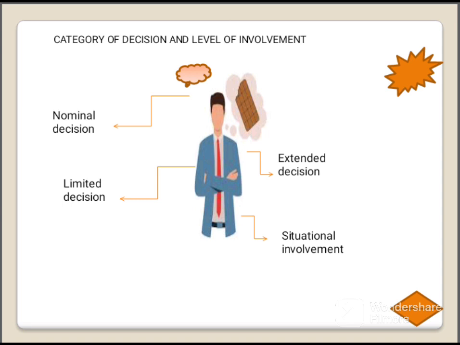Under category of decision and level of involvement, within a market, there are different decisions to be made by a consumer which require a level of involvement regarding the purchase of the product. The following are categories of decision and level of involvement a consumer needs to follow. Number one, we have nominal decision. These are mostly made about low-cost products, which include frequent purchases from a familiar brand or buying that needs low involvement. For example, Tim Tam chocolate.